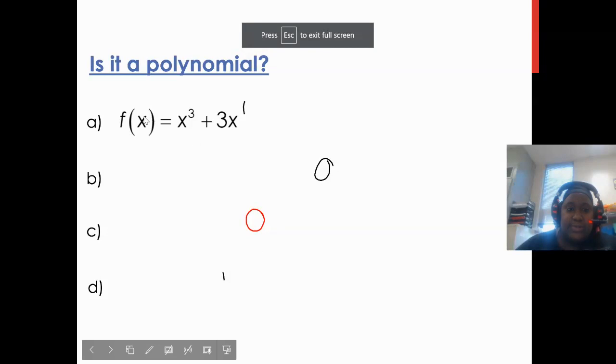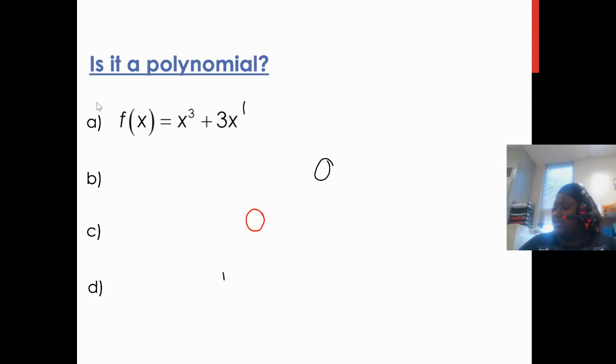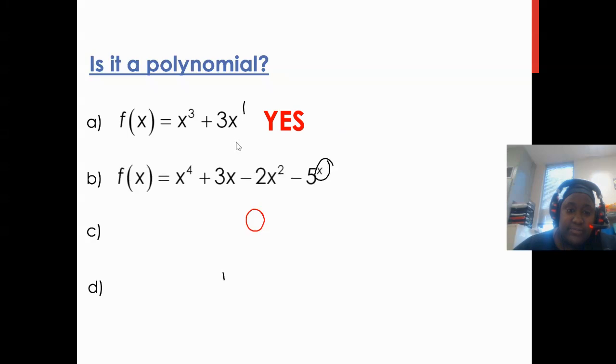Okay, so now we're going to look at several examples. At the top, we're still following the graphic organizer. And the question is, is it a polynomial? So f of x is equal to x to the third plus 3x. Let's look at the exponents. We have a 3 and then a 1. If there's nothing there, it's understood 1 as the power. So yes, for this one, it is a polynomial.